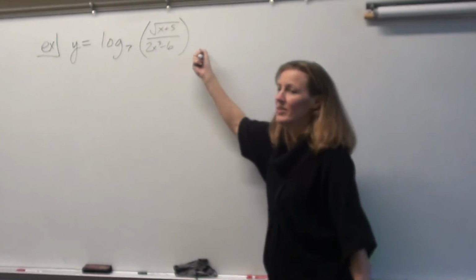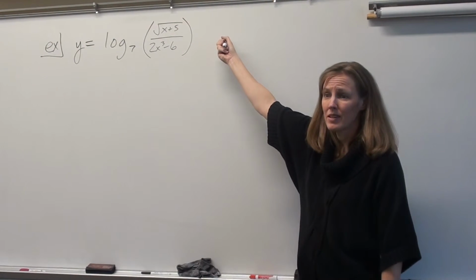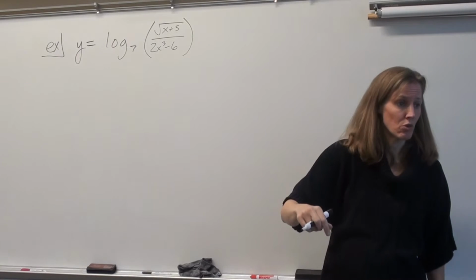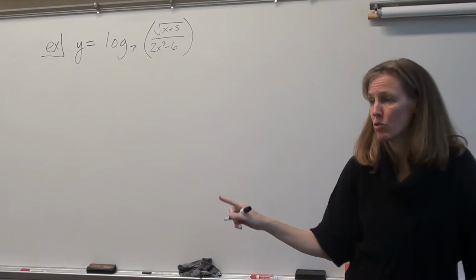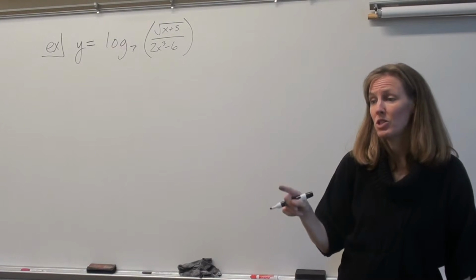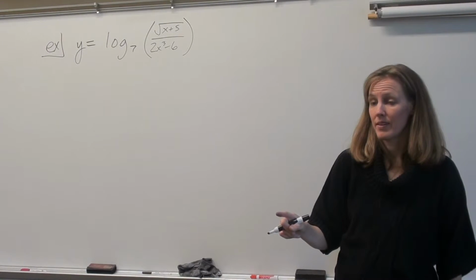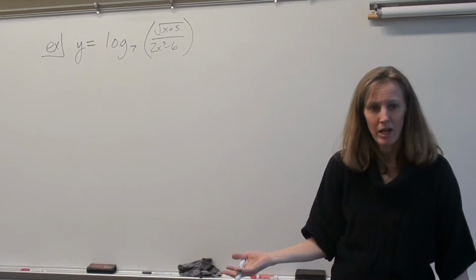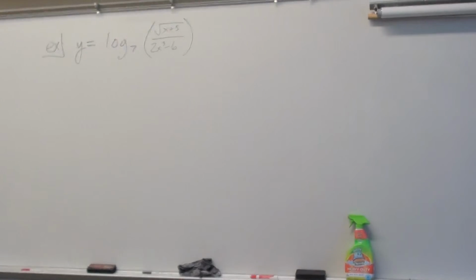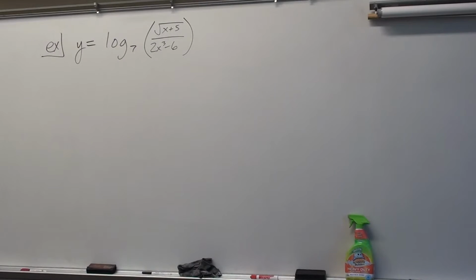But remember, this is a logarithm. You never, ever, ever do a derivative with a logarithm using the quotient rule, or a derivative of a radical when you have a log. What should we do first? Let's expand it. Everyone take a minute and expand the logarithm. So log base 7 of the square root of x plus 5 minus the log of 2x cubed minus 6.